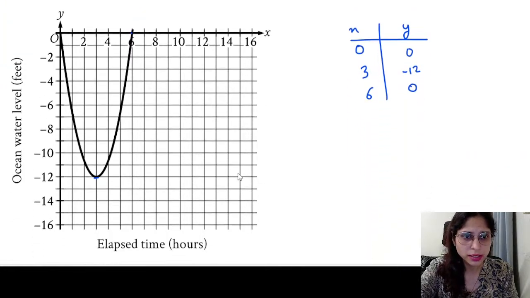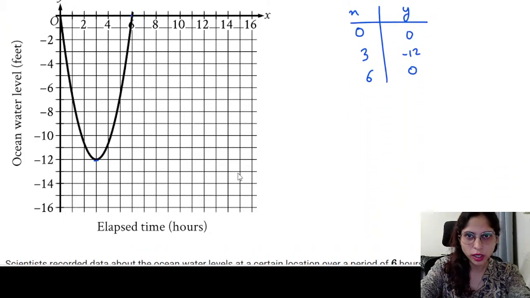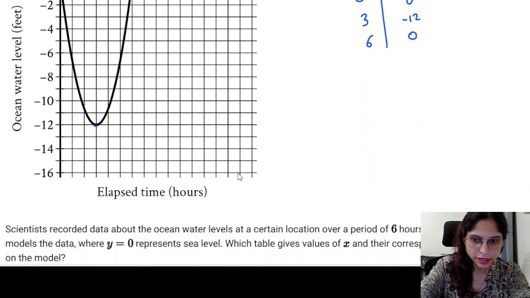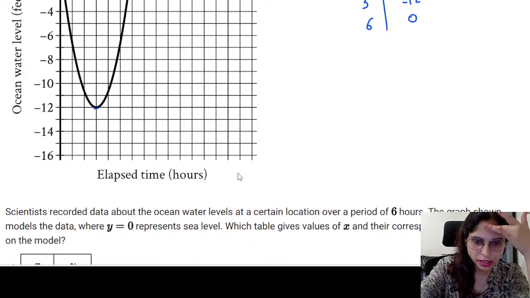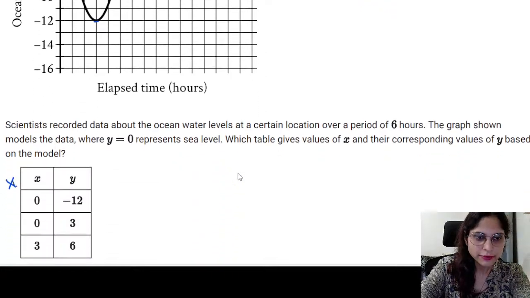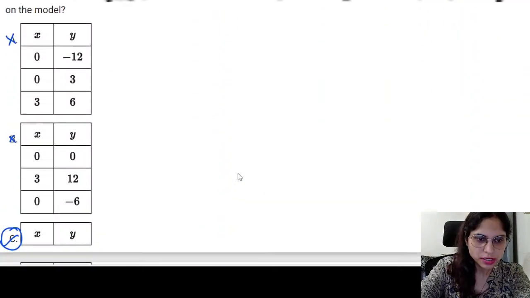So over here, again this is a parabola up. So this is a parabola graph, and over here scientists recorded data about ocean water. The graph shows the model. Y equals 0 represents sea level. You just have to see which table is going to give us the correct options.